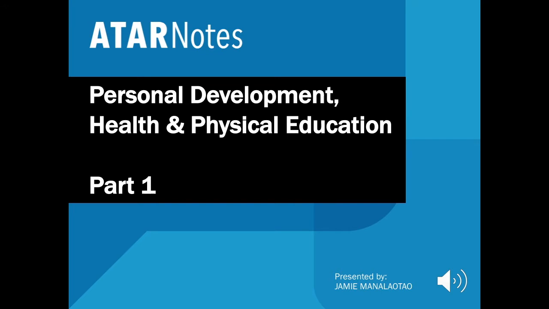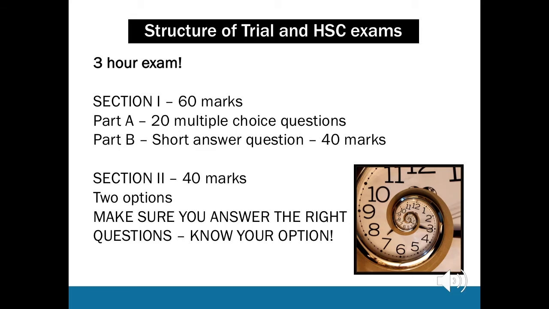So we're going to kick off with the structure of the HSC exam. As you all know, you've all done your trials now. It's a 3-hour exam. 60% of that is in section 1 with 20 multiple choice questions and another 40 marks on short answer. Then it's followed by section 2, which is worth 40%, and this is where you use your 2 options. So, it could be sports med or improving performance or any of the other options.